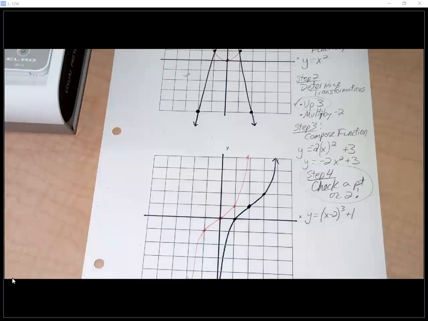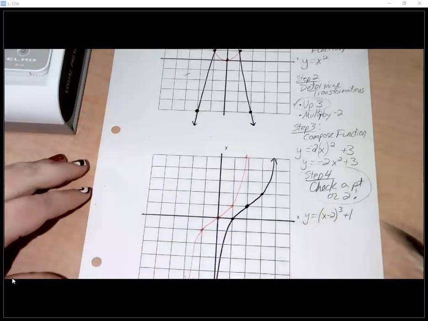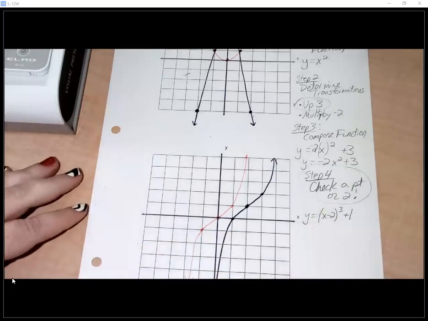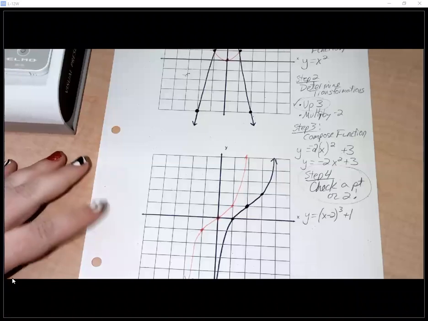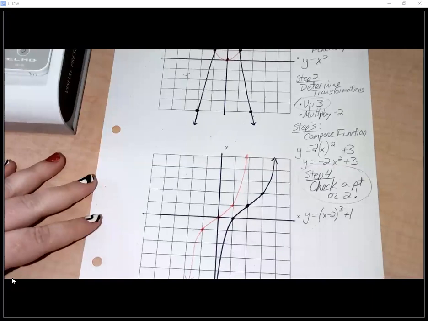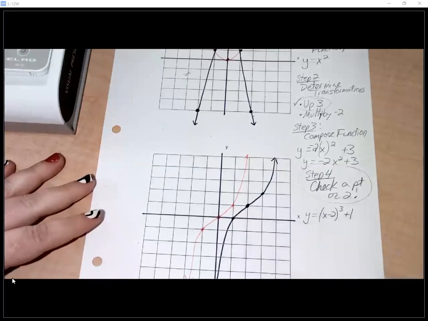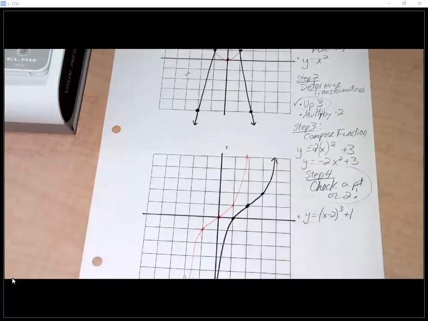Okay, so I get it like this, and then I just shift the whole thing up 1, so that's a +1 on the outside. Plug in a point or 2. If you plug in 2, you should get out 1. I do. If you plug in 3, you should get out 2. I do. Oh my gosh. Isn't that nice? Okay, flip.